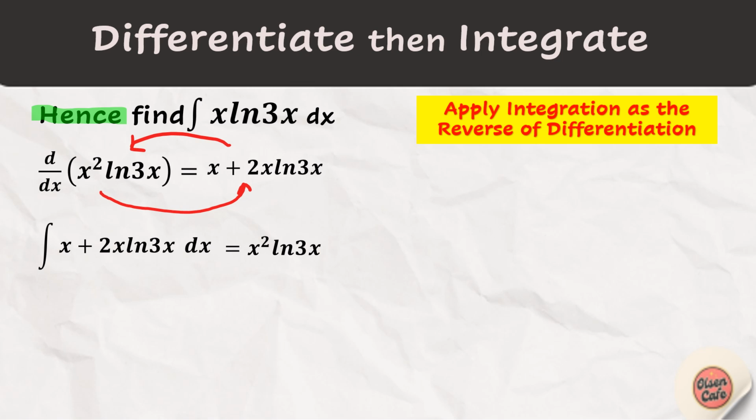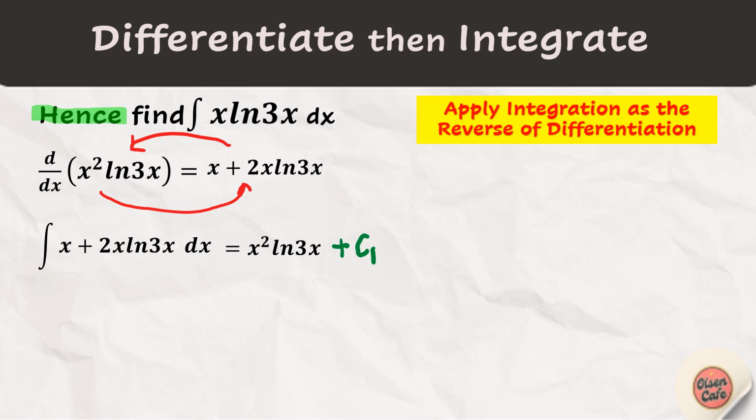At this point, I will also want to highlight, many students forget to add a constant c. So never forget that, because when you differentiate x squared ln 3x, even with a constant, when we differentiate a constant, you get the zero term. So that will give you the left-hand expression as well. So do bear in mind to remember to add a constant c. You can use any other letter, it doesn't matter.